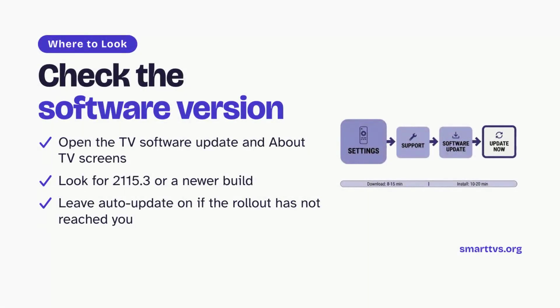Check the software version before you reset anything. Use the TV's software update and About This TV screens, confirm whether the version is 2115.3 or newer, and leave automatic updates on while the rollout reaches your model.